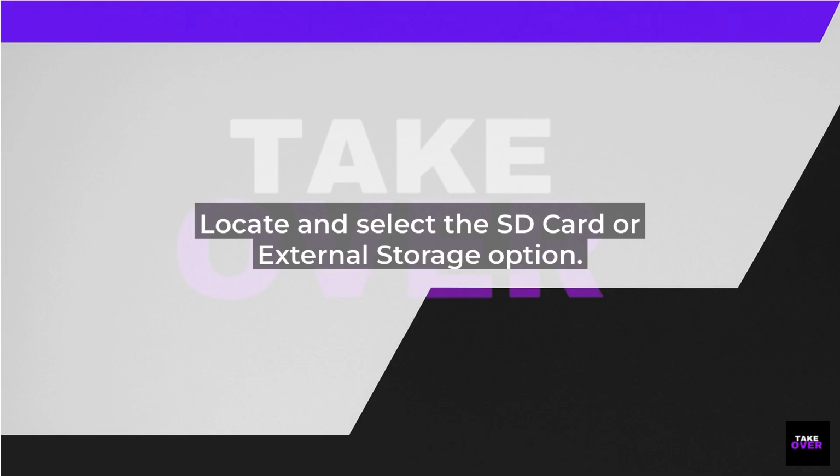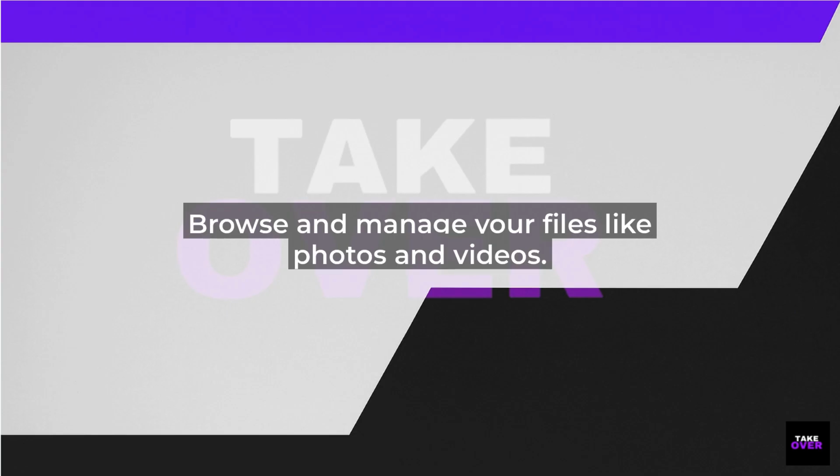You'll typically see Internal Storage and SD card or something similar listed. Tap on the SD card icon or folder. It might be labeled as External Storage or have an SD card symbol. Boom, you're in. From here, you can browse through your folders just like you would on your computer's File Explorer.